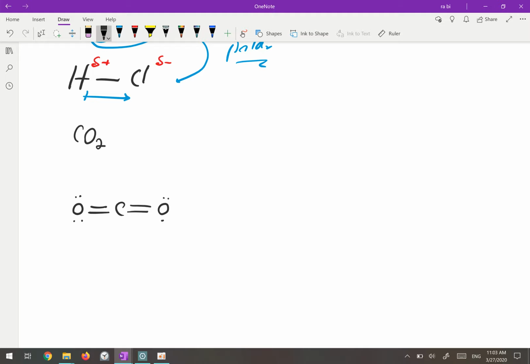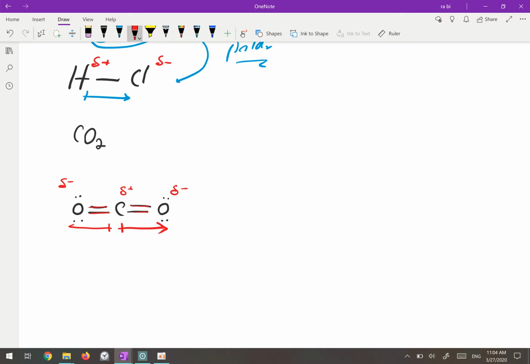So look at the bond between the carbon and oxygen at the right side. Oxygen is more electronegative than the carbon, so these electrons go toward the oxygen, and the oxygen becomes partially negative, carbon becomes partially positive. So you have a dipole moment here, a polar bond in this direction. What about the carbon and oxygen at the left? Same thing. The oxygen is more electronegative than carbon, so it is partially negative. Carbon would be partially positive. So for the bond at the left side, you have a dipole moment to the left.